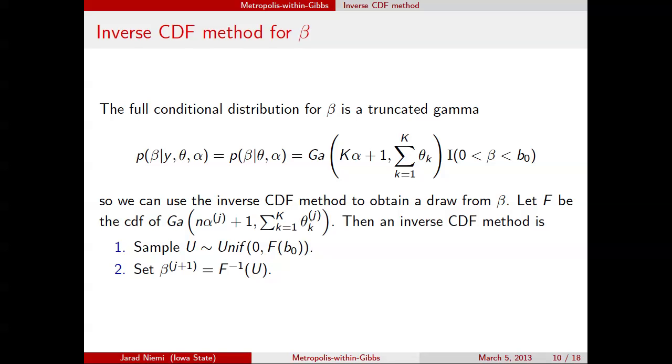I will post the code that I use for this so you guys can see what's going on in the code, but that's the idea. Right. So this now is an exact draw. So right, this is a Gibbs step because we've actually sampled from this distribution right here. So the only non-Gibbs step we have is alpha.